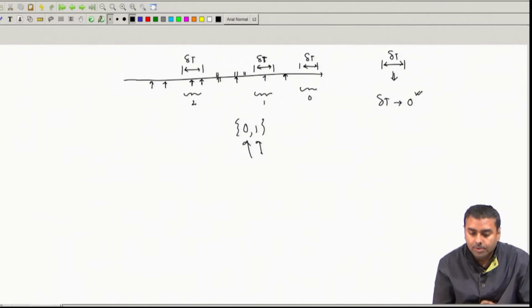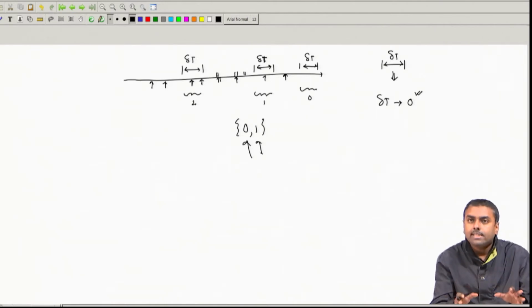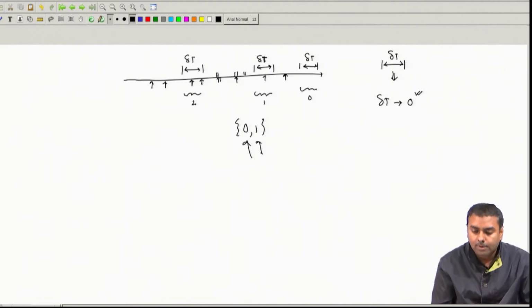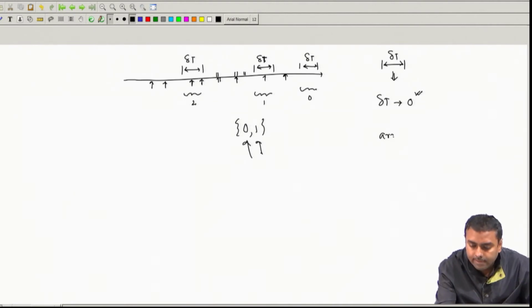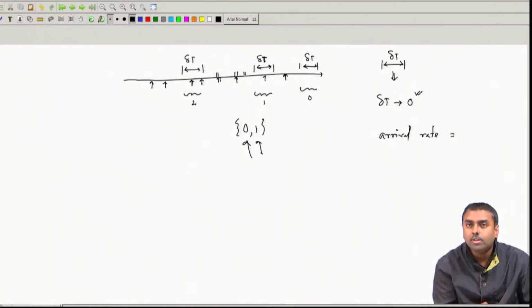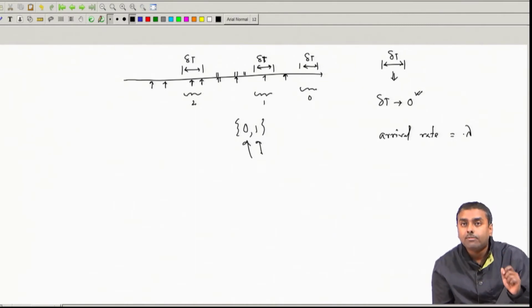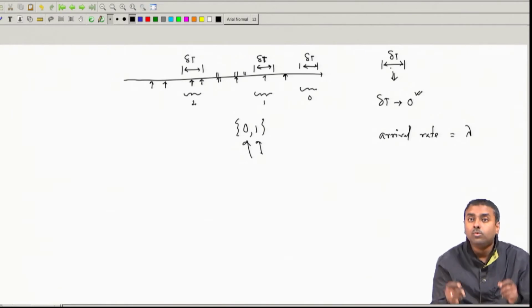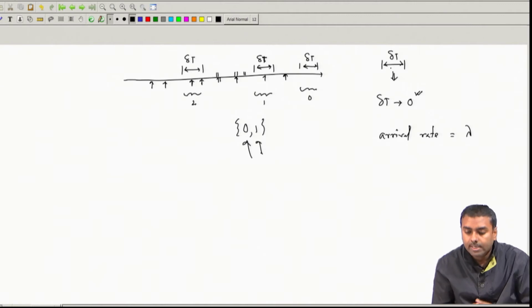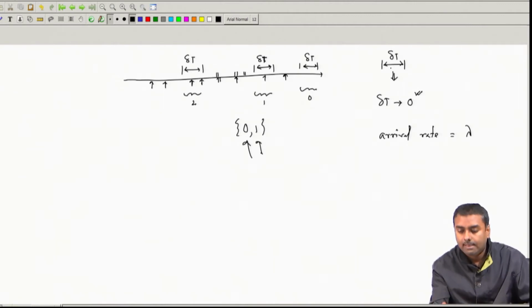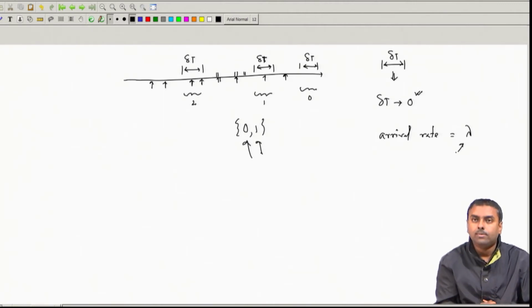For that, let us say I have a stationary process. If I have a stationary process, what is the arrival rate? That must be constant over time, and that we have called lambda. That means lambda number of arrivals are happening per unit time. When I make this delta t to be 1, let us say 1 second or 1 millisecond, whatever is my time unit, over that lambda number of arrivals will be happening, whatever the value of lambda.